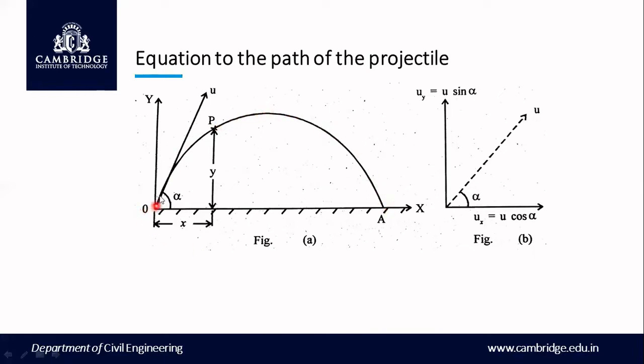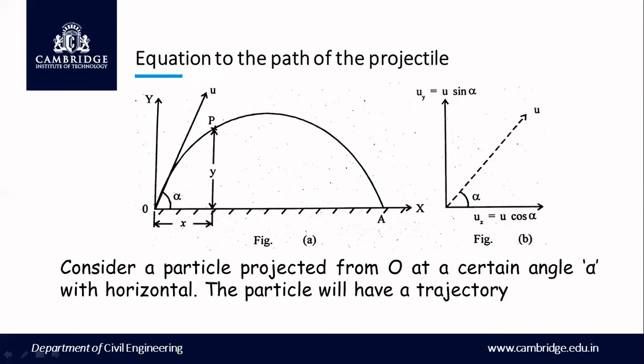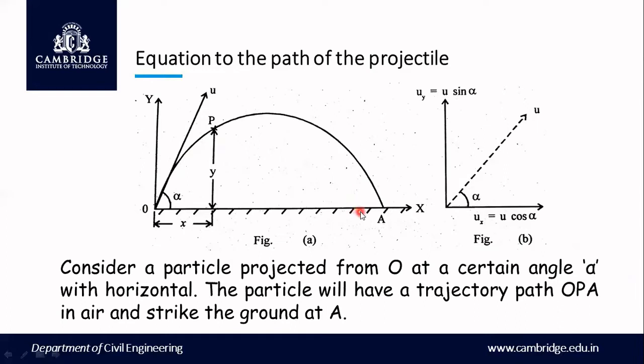It is being projected with a certain velocity. I call it the initial velocity, making an angle alpha with the horizontal. This velocity will have its horizontal component, that is u cos alpha, I call it ux, and the vertical component uy, that is u sin alpha. So consider a particle projected from O at a certain angle alpha with the horizontal. The particle will have a trajectory path OPA in air and strikes the ground at A.